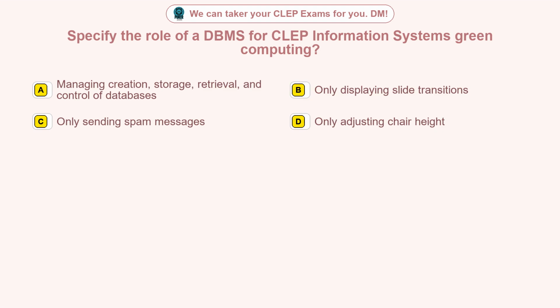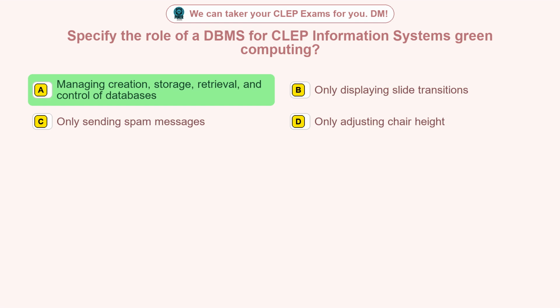Question 80. Specify the role of a DBMS for CLEP Information Systems Green Computing. Option A. Managing creation, storage, retrieval, and control of databases. Option B. Only displaying slide transitions. Option C. Only sending spam messages. Option D. Only adjusting chair height. The correct answer is option A.